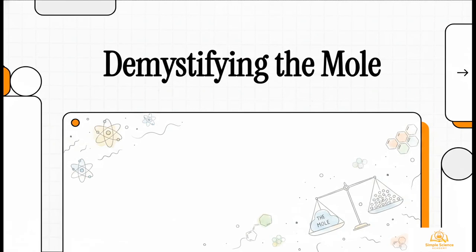All right, let's talk about something that sounds a little intimidating at first, but is actually one of the most important ideas in all of chemistry, the mole. We're going to demystify it, because it's kind of like chemistry's own secret super number, the key to understanding the world of atoms. Let's dive in.